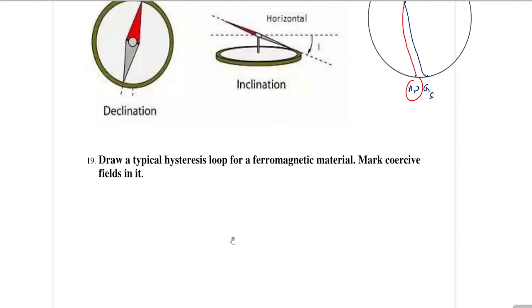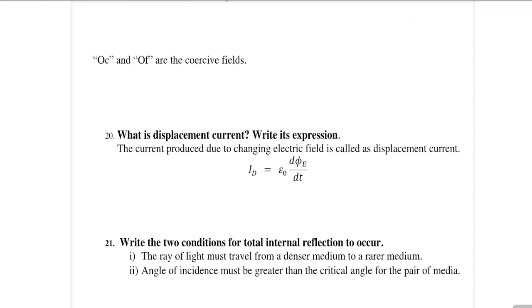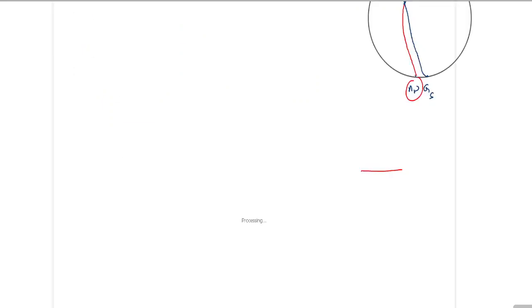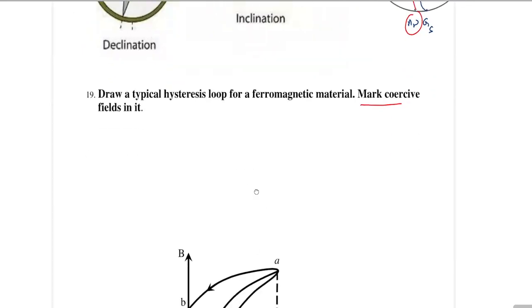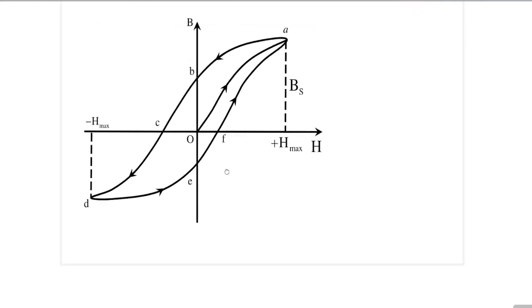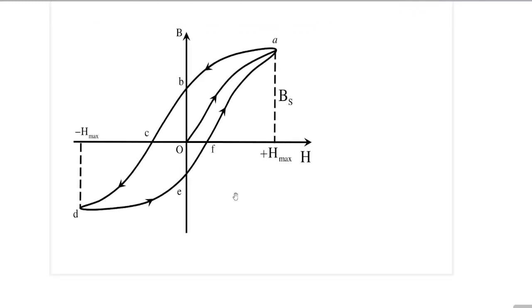Question 19 says draw a typical hysteresis loop for a ferromagnetic material. Mark coercive fields in it. As given here, this is a graph of B versus H.